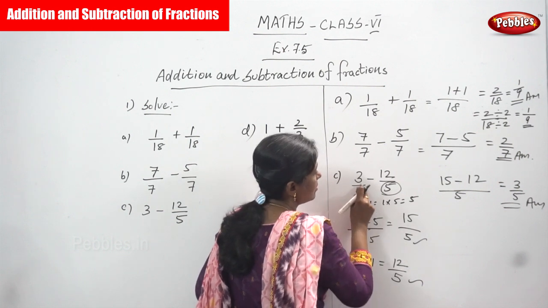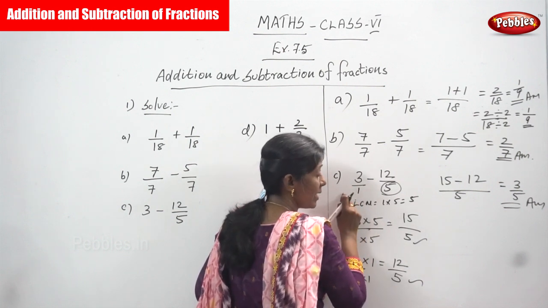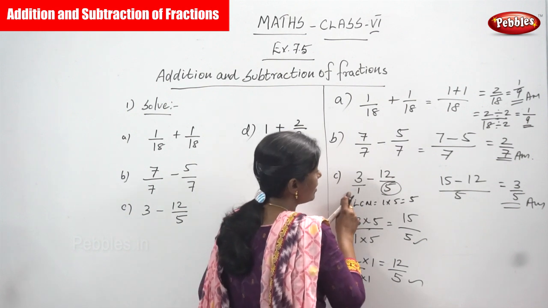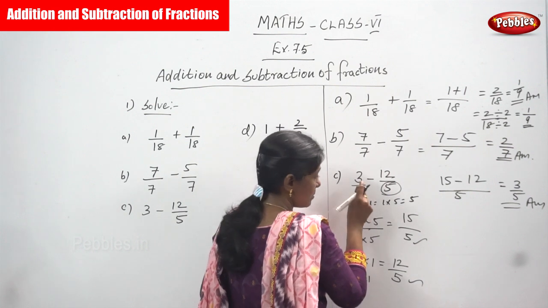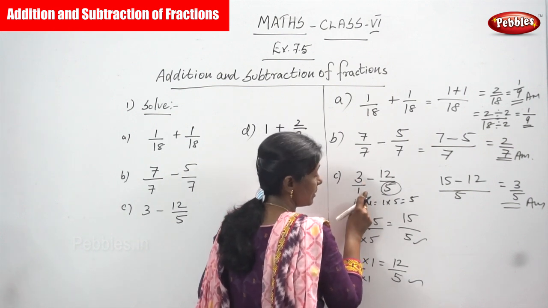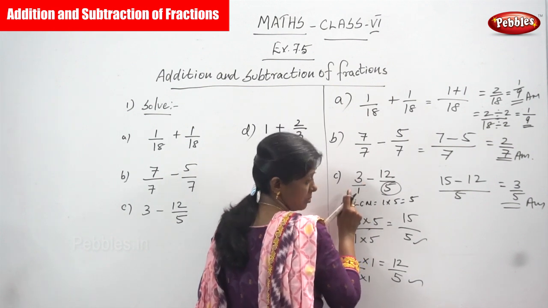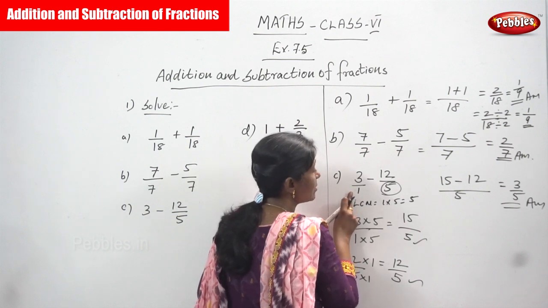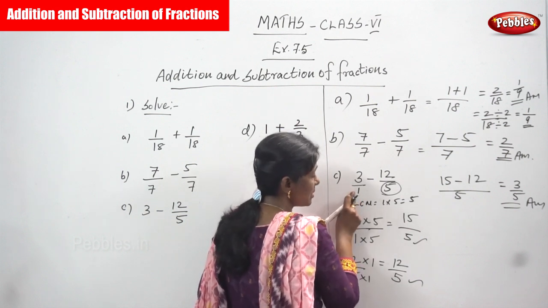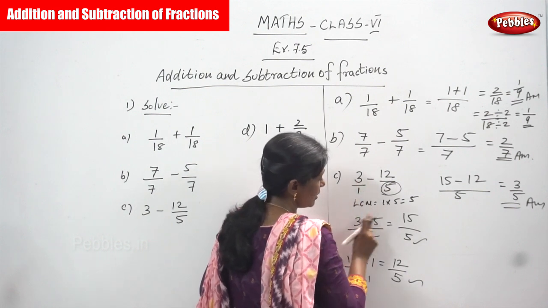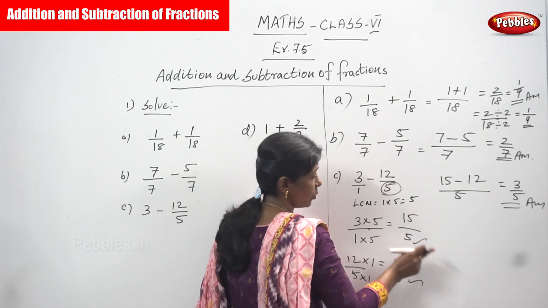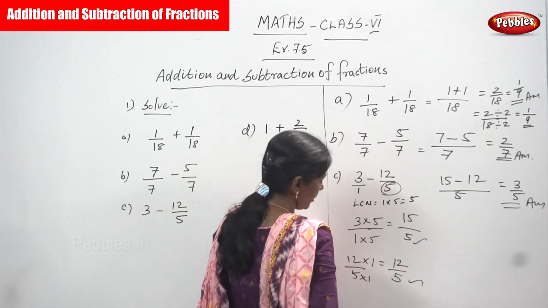So that is the reason this denominator 1 becomes 5. This denominator is multiplied by 5, so the numerator is also multiplied by 5. So 3 into 5 you get 15, and 1 into 5 you get 5, so 15 by 5, and the other fraction is 12 by 5.